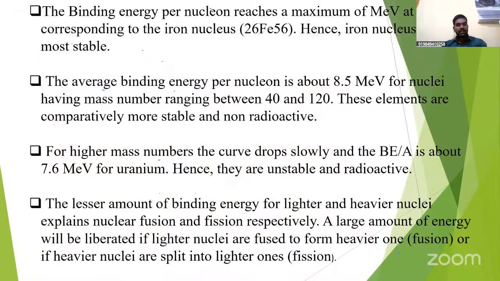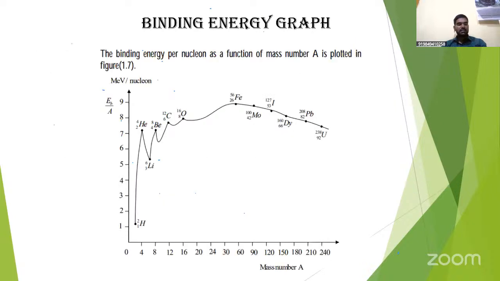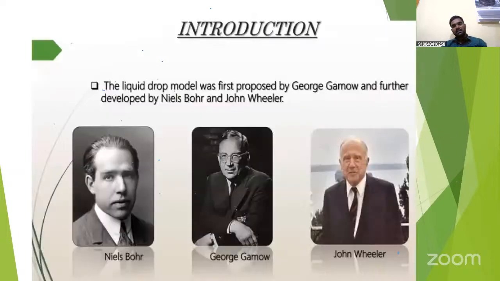In the next class we will study the semi-empirical mass formula, which is given by Weizsacker, and the shell model. These are very important models. The shell model also we will discuss. In the liquid drop model, we compare the nucleus with a liquid drop, and in the shell model, we compare it with shells. We will discuss this in the next class.